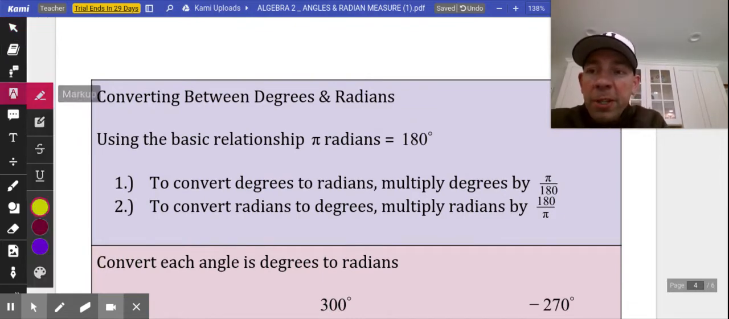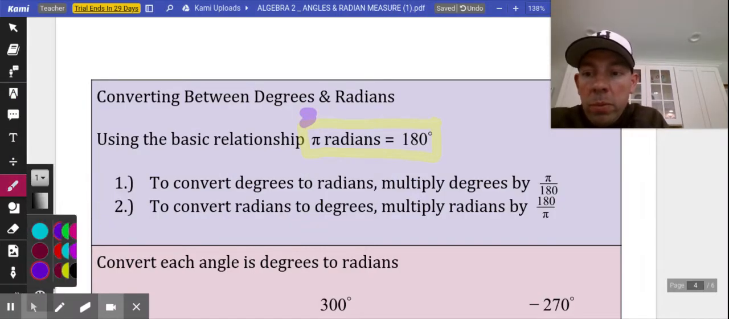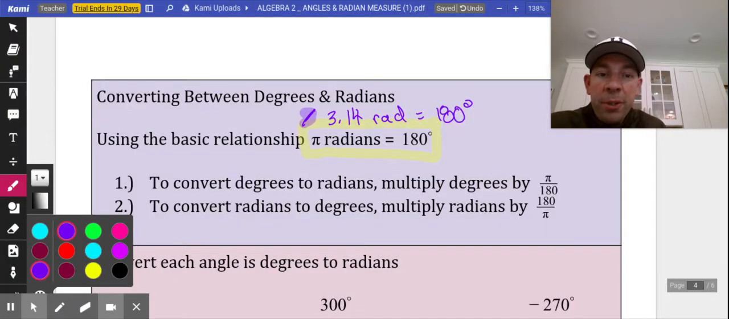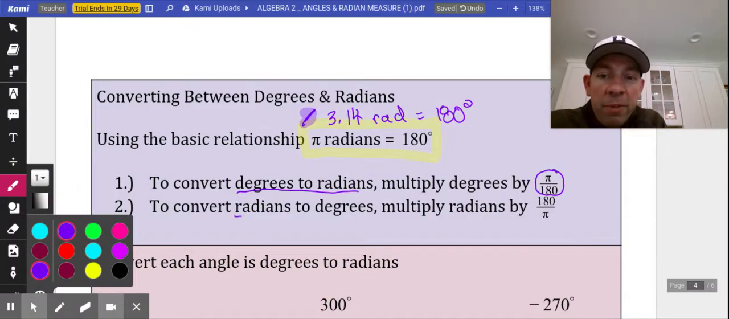So everything we do for conversions is going to be based off of this fact right here, pi radians, which is about 3.14 radians, is equal to 180 degrees, or a semicircle. So if we're going to convert from degrees to radians, we're going to multiply those degrees by pi over 180. And vice versa, if we're going to convert from radians to degrees, we're going to multiply by 180 over pi. And we just got to try to keep those straight.